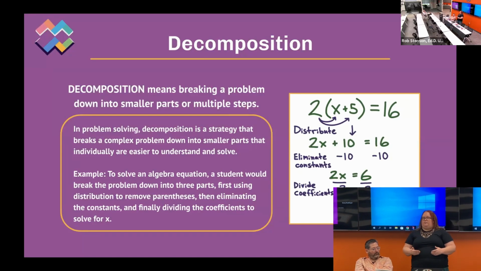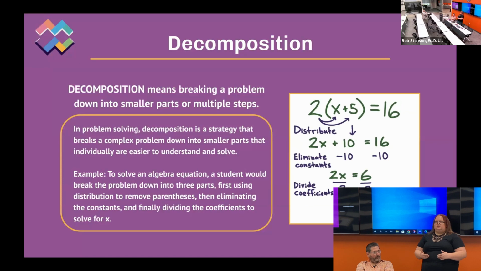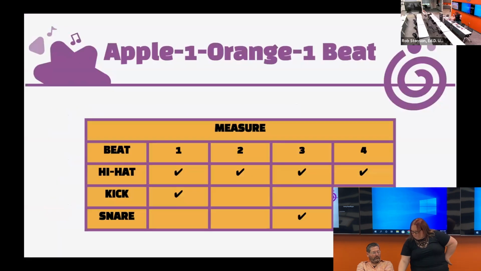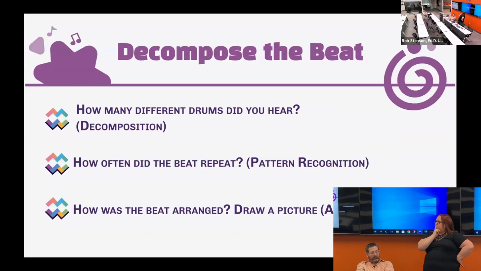So I've got a video that we're going to watch, that we're going to listen to, okay? You're going to listen to the beat, and you've got to tell me, how many different drums did you hear? How often did the beat repeat? And how were these drums arranged? So we're going to be using decomposition, and we're also going to be going back to pattern recognition and abstraction. I want you to listen for the pattern and try to break it down. We'll start with, how many different drums do you hear?